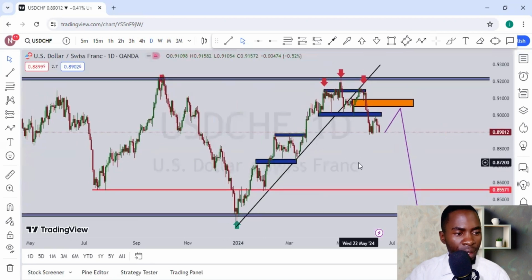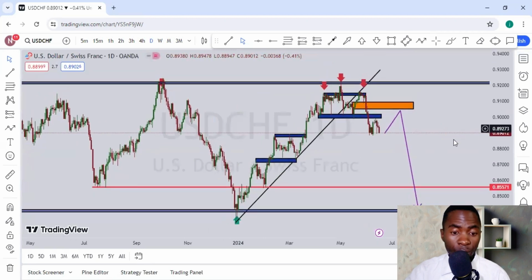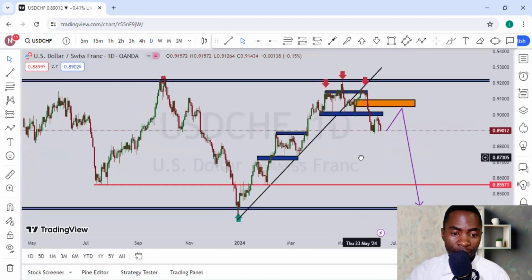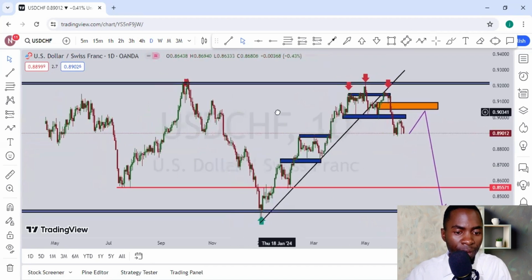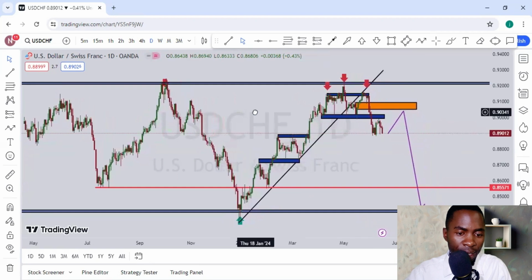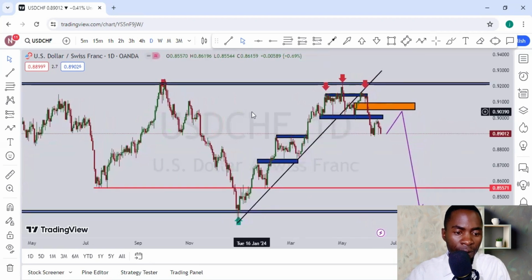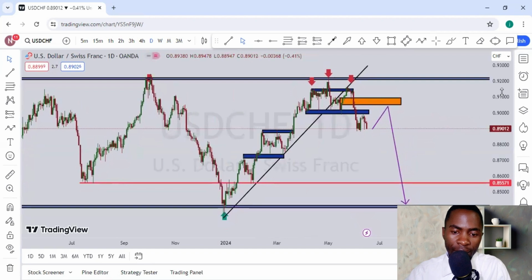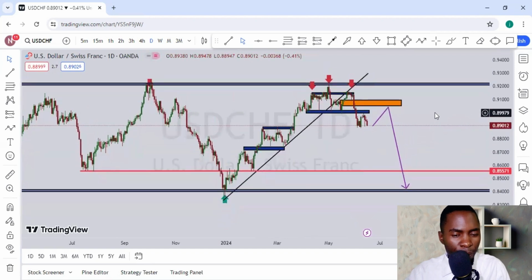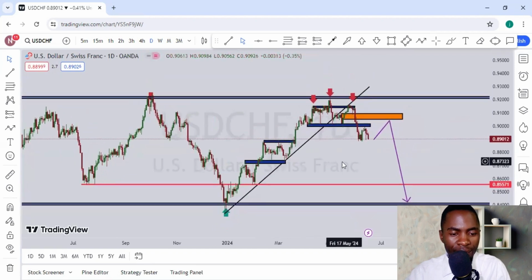This one is USD CHF. And on USD CHF, guys, I'm not in on this trade, but this trade is challenging. I've waited a couple of times. All my confluences are in, but now it's becoming more challenging.